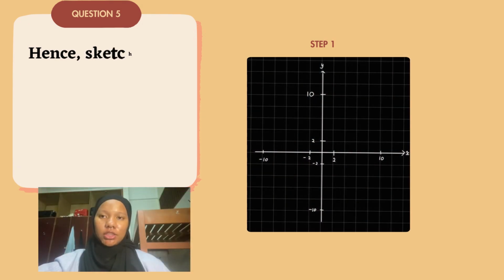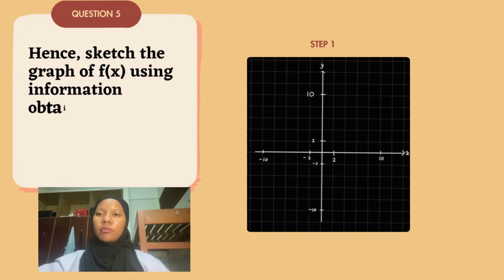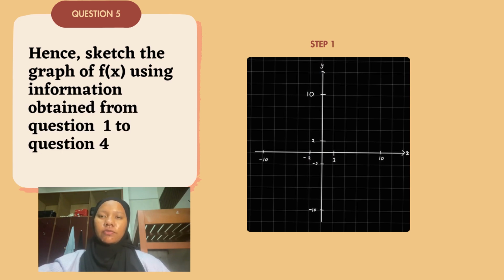Okay, for the last question, sketch the graph of f(x) using information from question 1 to question 4. So, for the first step, you need to sketch the y-intercept and x-intercept. As you can see, I choose to put 1 cm with two numbers. So 1 box equals 2.